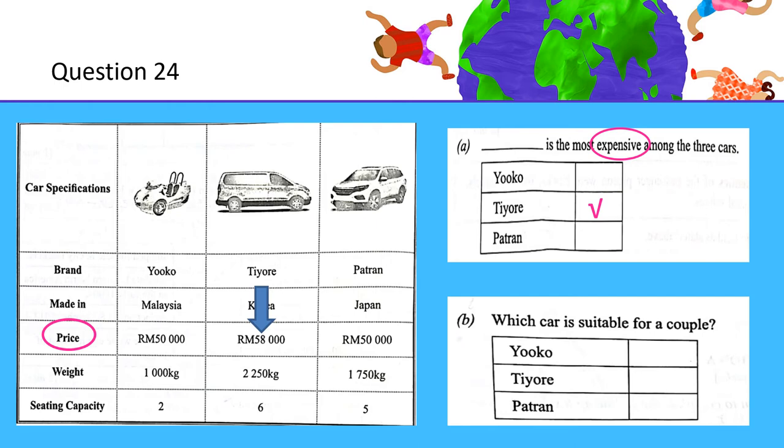Okay, the second one. Which car is suitable for a couple? Couple means two people. Sitting capacity: 2, 6, 5. So the answer is Yoko. This is suitable for a couple. But when you have a baby already, then you need to buy a car with at least 5 passengers. Okay, family car, 5 and 6.